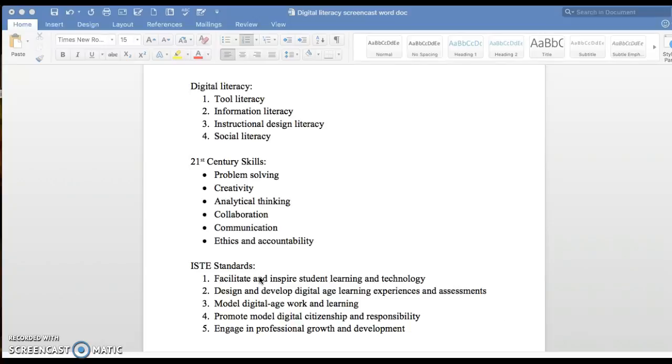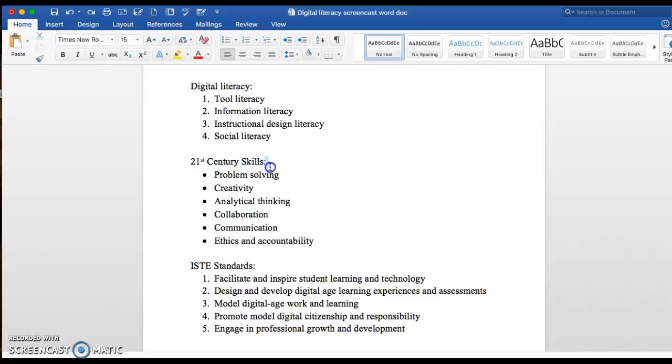The third is instructional design literacy, which is exactly how it sounds. It's how we design our activities toward all of the different learning situations and how we reach all of the children. Finally, we have our social literacy, which is how we communicate and share our learning experiences with our students and fellow staff members.